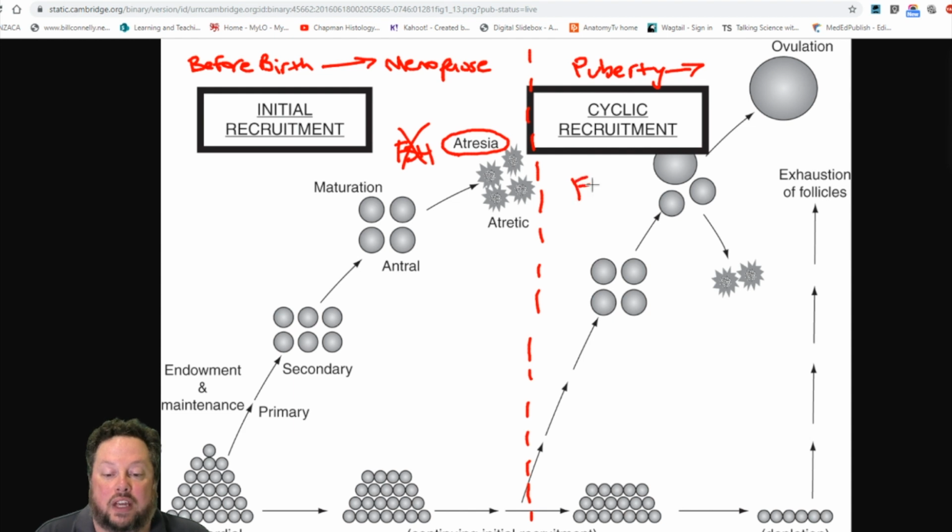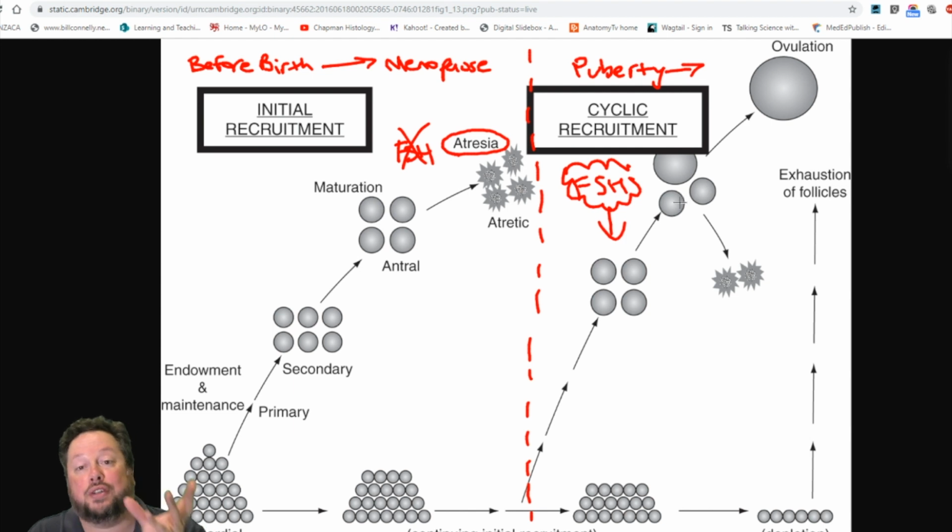Now at puberty, we have FSH entering circulation. That captures some of these already developing antral follicles and causes one to become a dominant follicle. The others that were captured and begin development but haven't been selected as the dominant follicle undergo atresia. Eventually that one dominant follicle gets stimulated to undergo ovulation, and that happens once every month normally, over the lifetime of a person with ovaries.